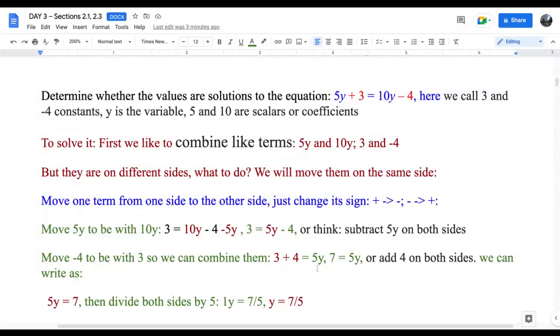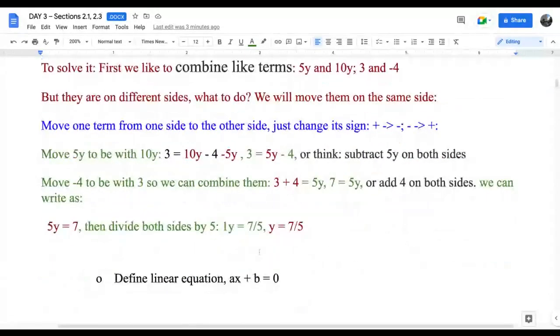Then divide by 5 on both sides. Well, 7 equals 5y is exactly the same as 5y equals 7. When it's an equal sign, we can swap from left to right. So when we divide by 5, we get 1y equals 7 over 5. We don't bother to write the 1. Just y equals 7 over 5.